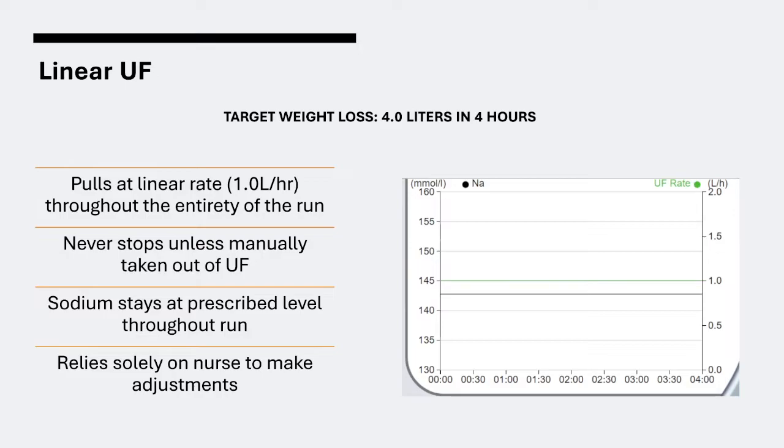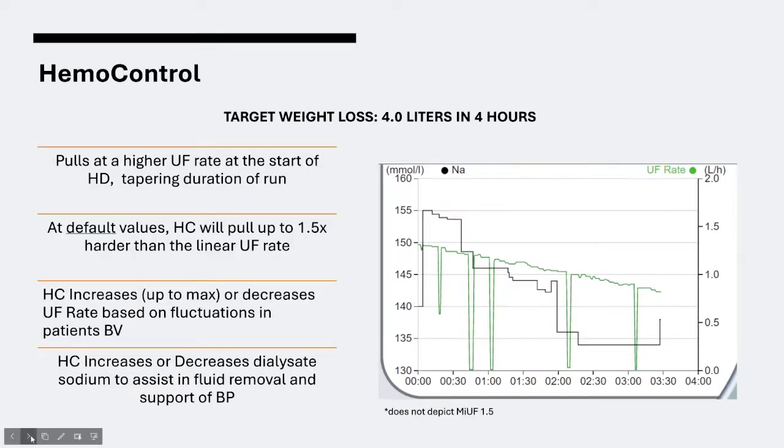So that's the basics of a linear UF. It just doesn't stop pulling. It keeps the sodium at the prescribed rate. It's that simple. So conversely, we have HemoControl. So again, we're using 4 liters over 4 hours. And I do want to say up front that this image here, unfortunately, does not actually show the 4 liters in 4 hours scenario. It's just kind of an example slide here that I'll reference.